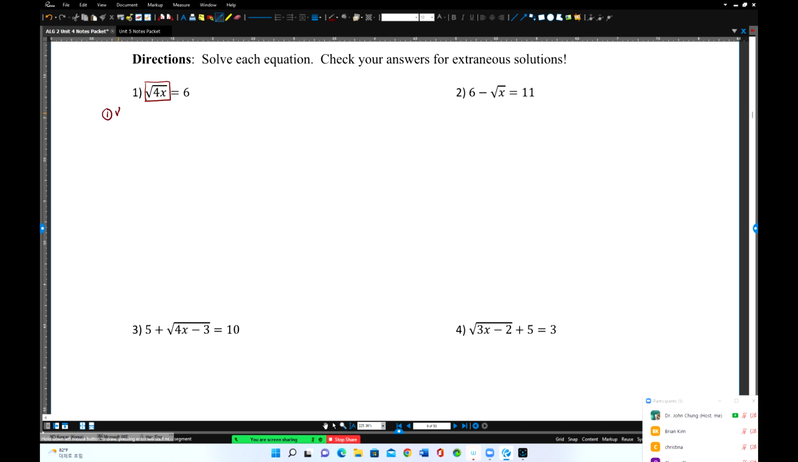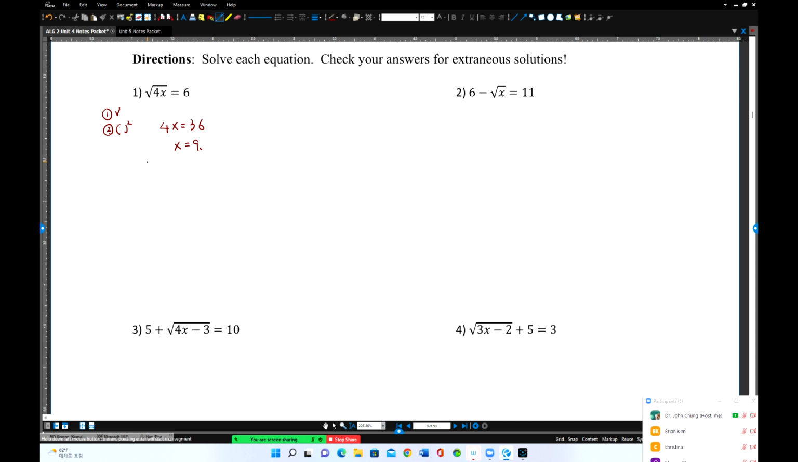First is a check. Second one is square it, okay? You've got to square both sides. So this is squared and squared. That's the second step. Square root squared cancels out. So 4x equals 6 squared, which is 36. After that, you can find the value of x. x is 9.